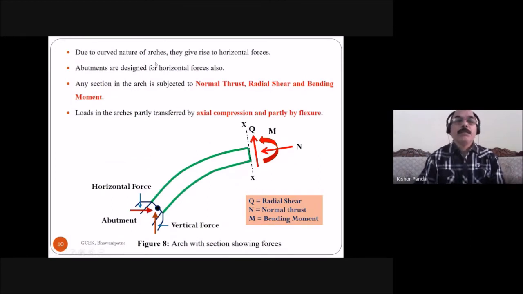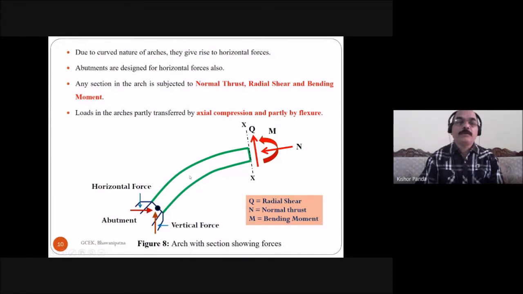Due to the curved nature of arch, they give rise to horizontal forces, because the arch is a curved structure. This is the abutment. The arch is resting over the abutment, and here develop the horizontal force and the vertical force. This is the horizontal direction, and here this is the vertical reaction. The abutments are designed for horizontal force also. What is the force acting here?